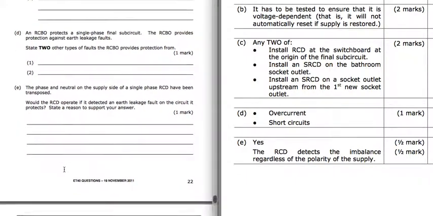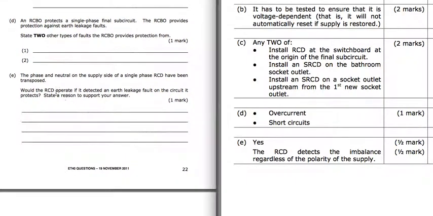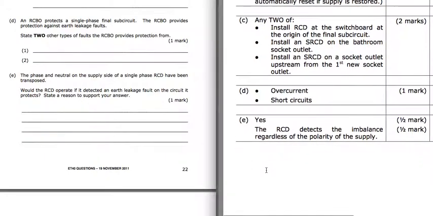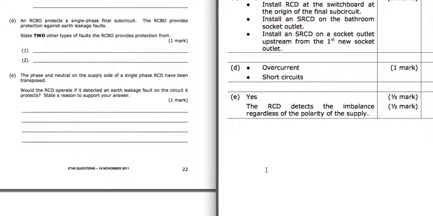The phase and neutral on the supply side of a single phase RCD have been transposed. Would the RCD operate if it detected an earth leakage fault on the circuit it protects? So yes, it would, because the RCD doesn't care if the phase or neutral is transposed. It's just looking for an imbalance. So with a transposed phase and neutral, as long as there's no imbalance, then the RCD is not going to trip.